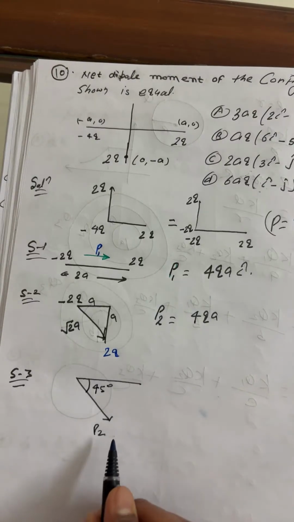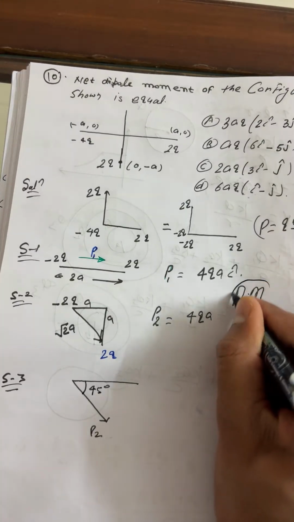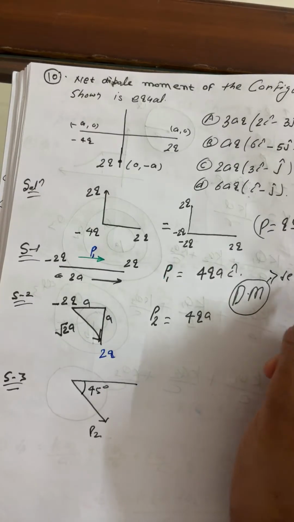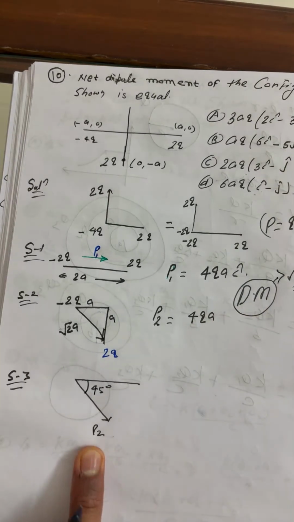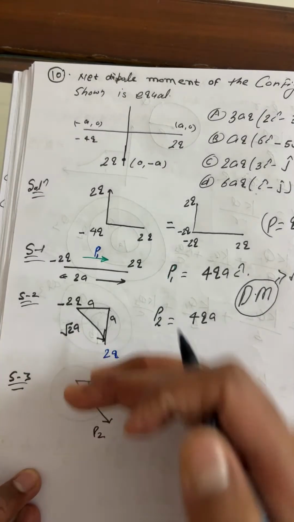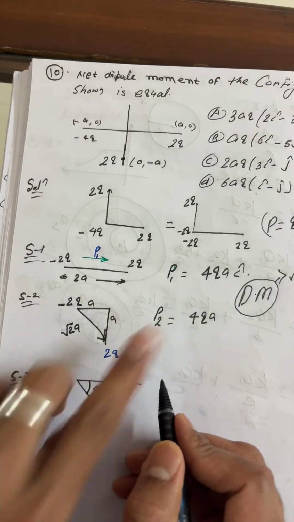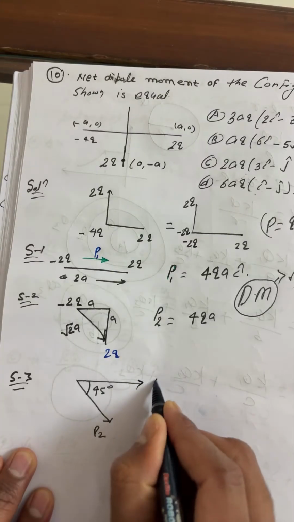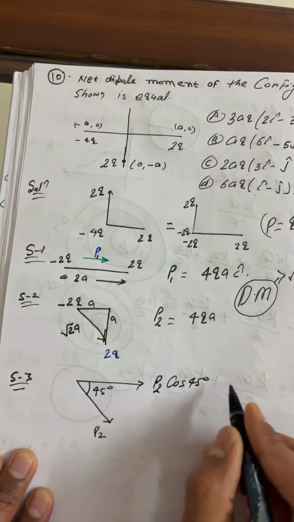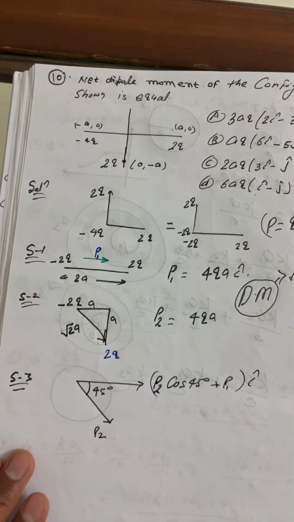But I know dipole moment is a vector quantity. If any quantity is a vector, you need to take components. So what can I say, beta? P2 cos 45, P2 sin 45. So beta, P1 is already in this direction. So students, here you can write P2 cos 45 degree plus P1, entirely along i cap.